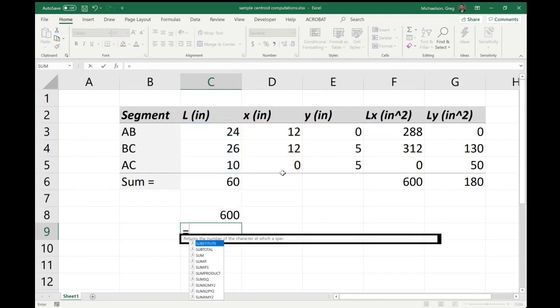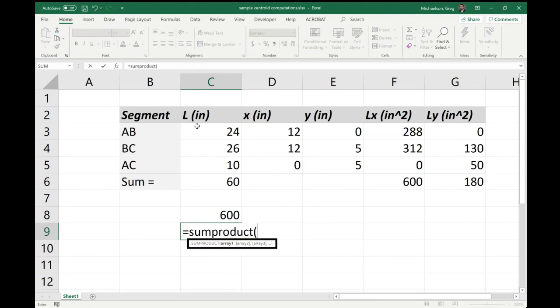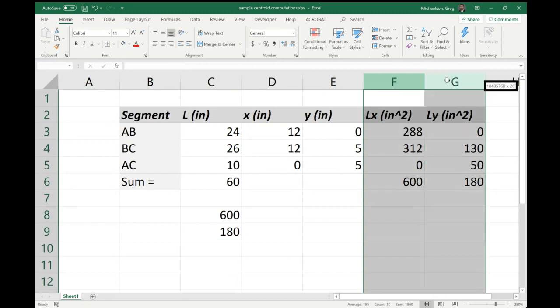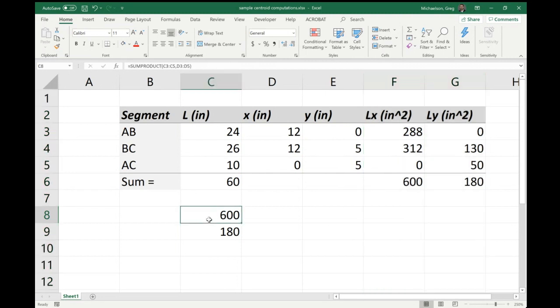Same thing, I can do SUMPRODUCT of the L's and the Y's, and it gives me those. You could actually skip these two columns, and Excel will do it all for you. It's a pretty slick formula. It works the same way a dot product works: it takes each term, multiplies them, and adds them together, which is exactly what a dot product is.